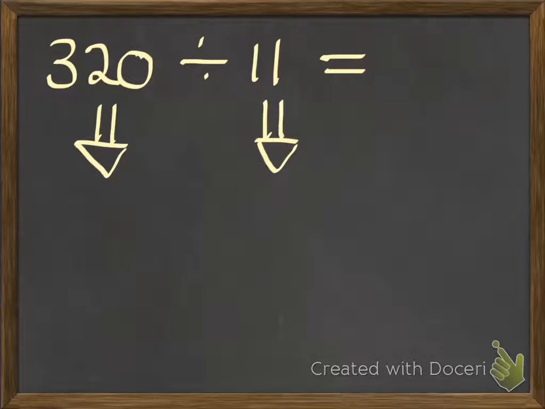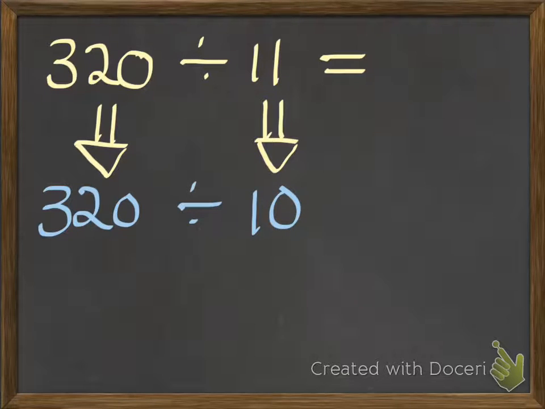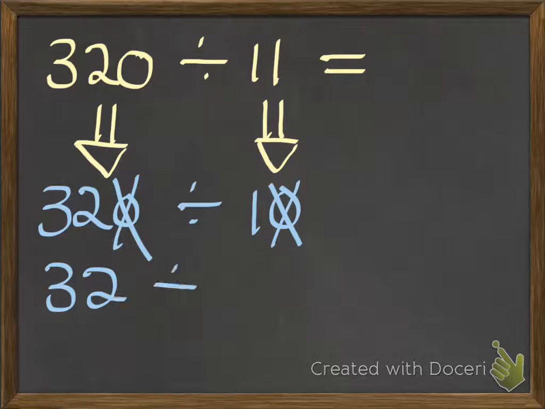All right, let's try another. 320 divided by 11. Well, 320 already ends in a 0, so I'm not going to mess with that one. 11 is really close to 10, right? So this should be pretty easy to divide. Now I see zeros at the end, so if I divide it by 10, take off a 0, then I end up with 32 divided by 1.